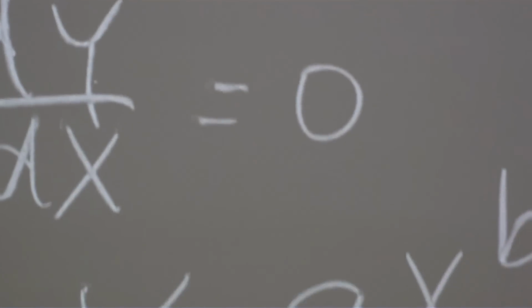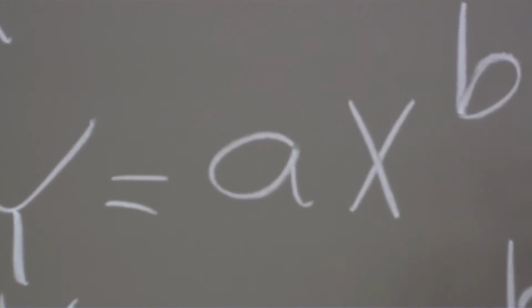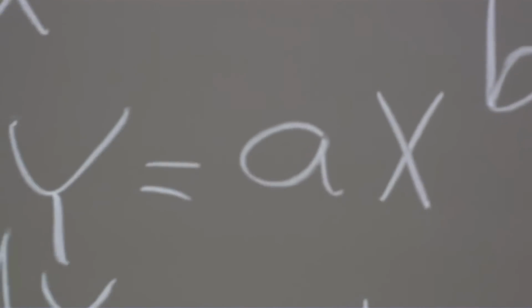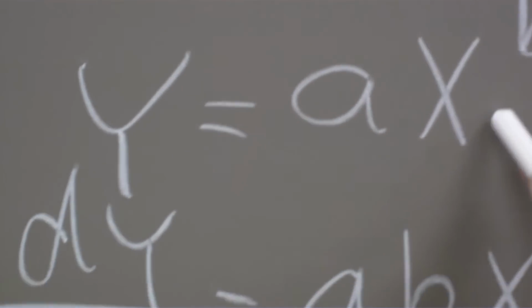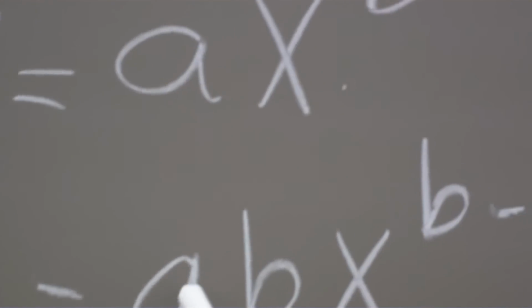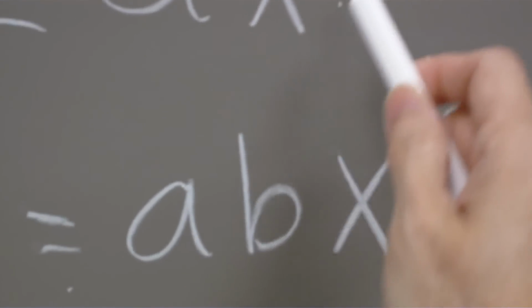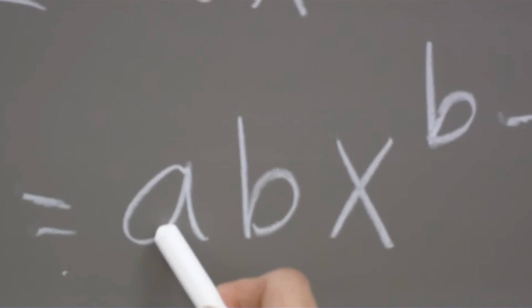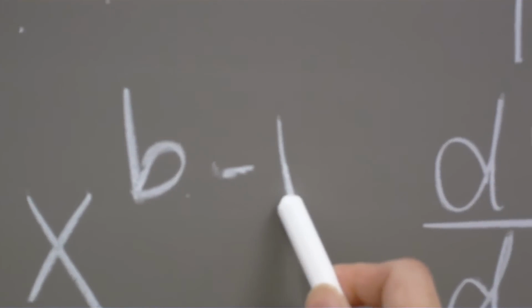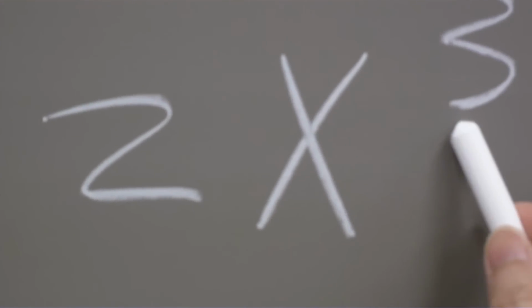Okay, now another rule is the power rule. For example, y equals ax to the b. If you take the derivative of y with respect to x, you take b, which is the power, bring the power down, multiply by the coefficient a, leave the variable x, and then take the power minus 1.